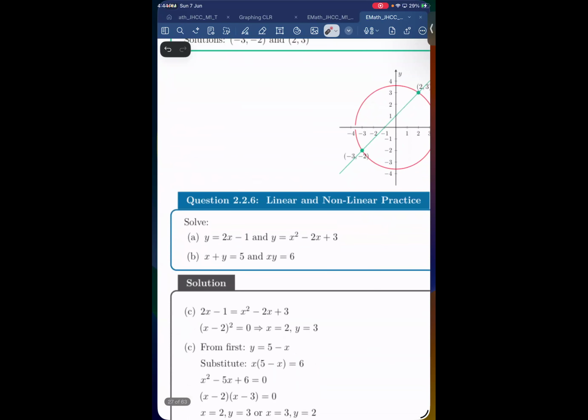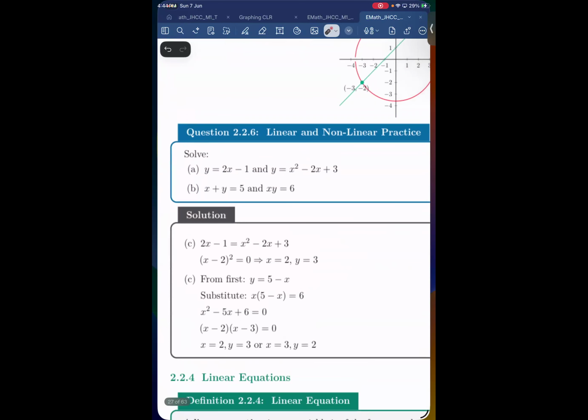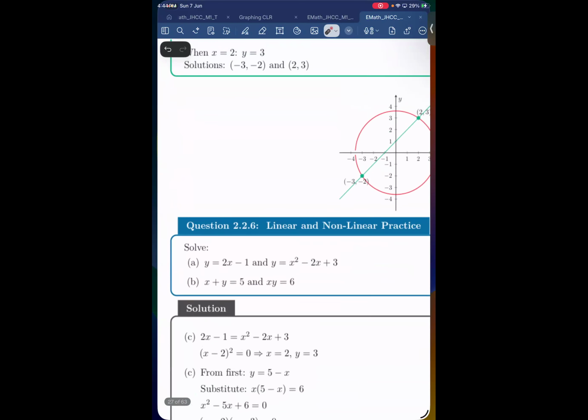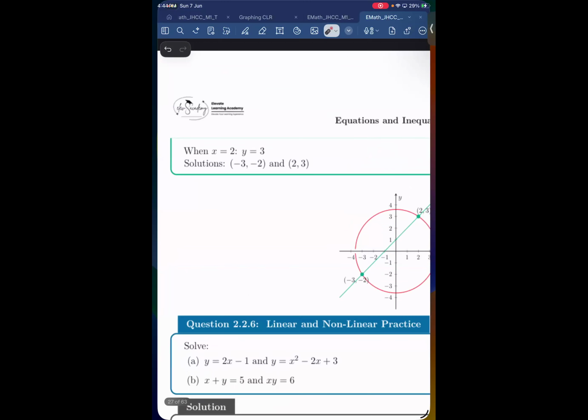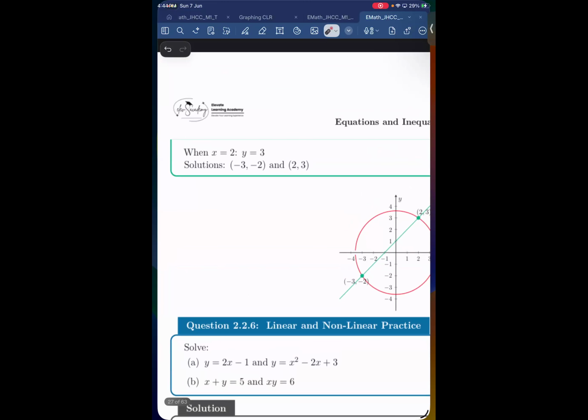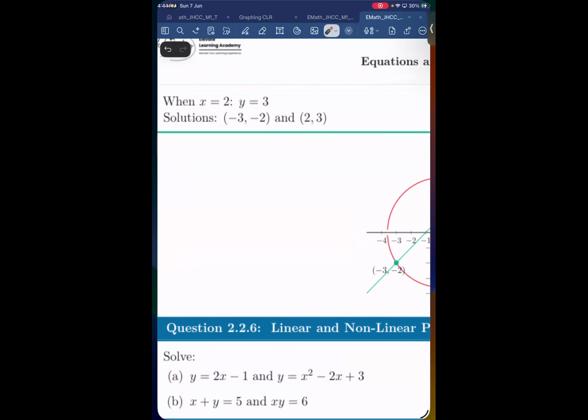Let me see. This one, I think you can try part B. So for part B, for the linear equation, which is the first one, you need to make x or y the subject. It doesn't matter which one you choose. Yeah, that's it. Final answer.